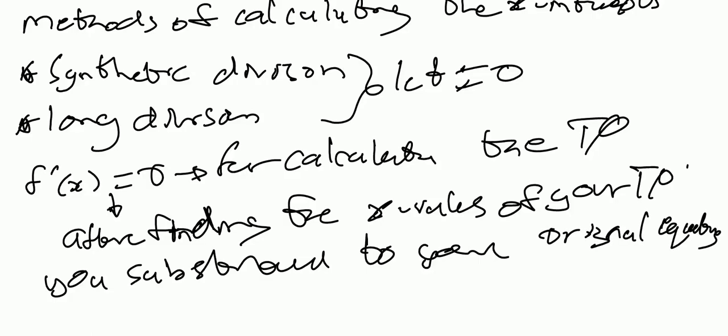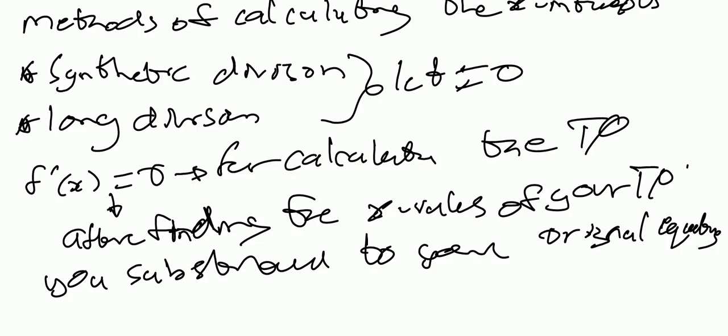So after deriving and finding the x values of the turning points, you take those x values and substitute them to your original equation in order for you to find what? In order for you to find the y values. I hope I'm clear on that one. So now we can plot our graph.